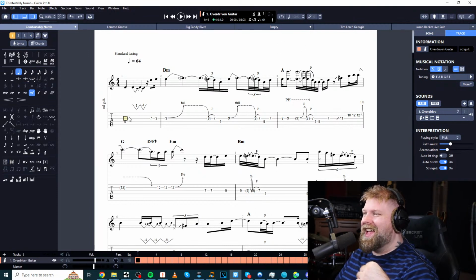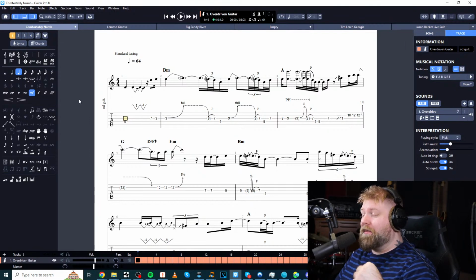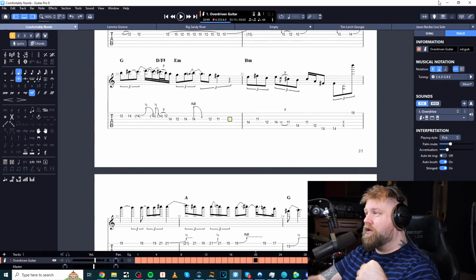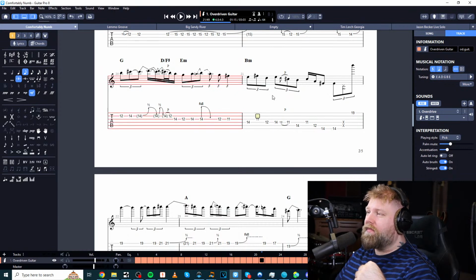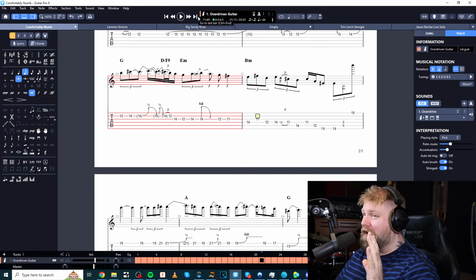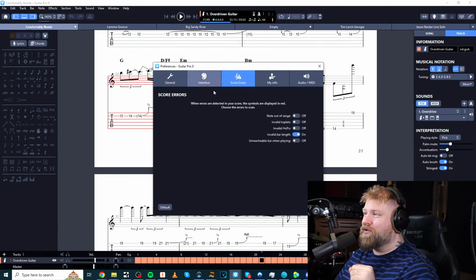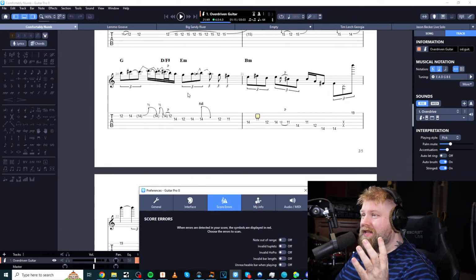Now, Fred, who just commented there, did comment on my Discord earlier and point out that there is actually another way of doing this. So if I make this bar too long, too many eggs in this carton, you can, and I don't recommend this, Fred suggested it as a joke, go up into File, go to Preferences, and in Preferences you will see Score Errors. When errors are detected in your score, the symbols are displayed in red. Choose the errors to scan for. So when a bar comes up red, it's essentially telling you that there's an invalid bar length. Makes sense, right? If I turn that off, now bars won't display as red.